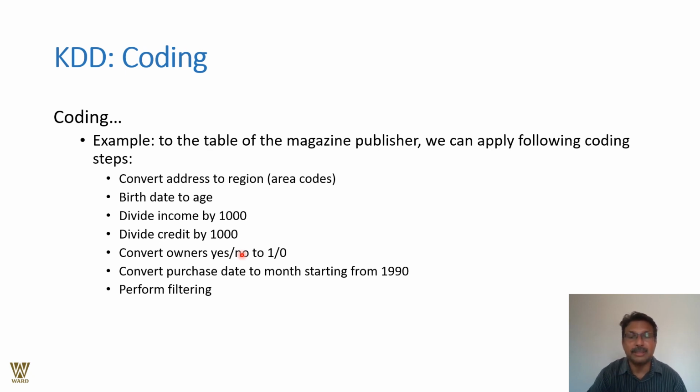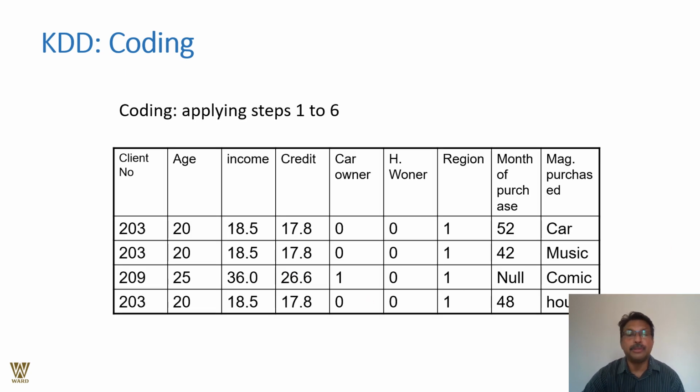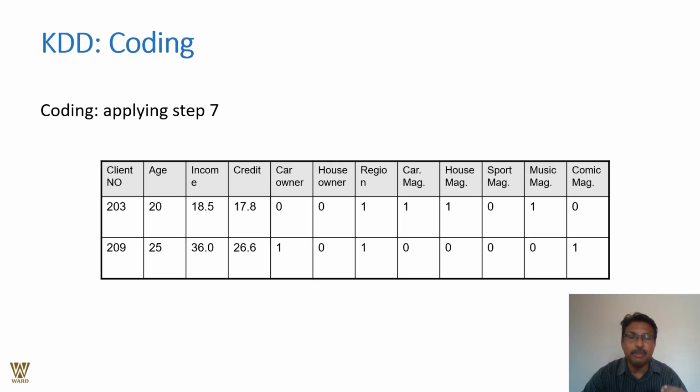Convert the owners, yes, obviously 1 to 10. Convert purchase date to month and perform filtering everywhere. So coding, let's say apply steps 1 to 6. There is a client of 2003 which can be put as an age number, income, credit, car ownership, home ownership, as the case might be, the region he belongs to, the month of purchase, and the things that have been purchased, whether it's car, music, comic, and whatever you want. This is nothing but coding.